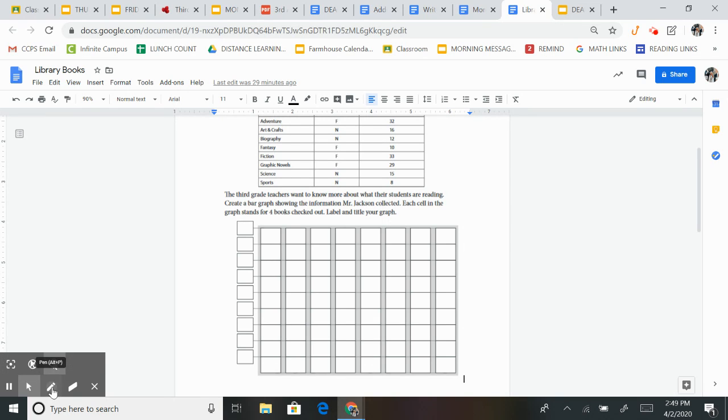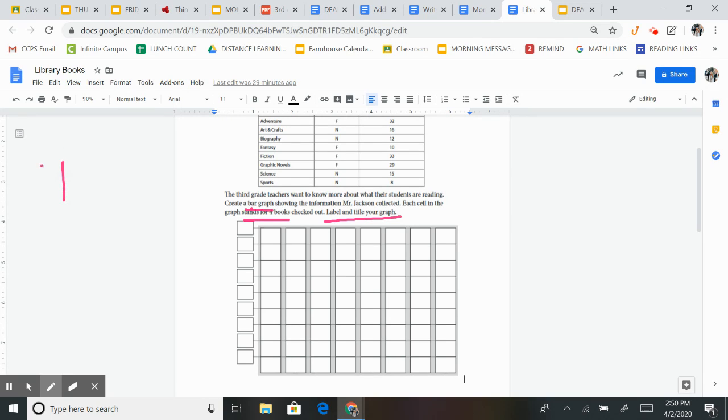So a couple of important things here that we need to look at. The first thing is that they want us to create here a bar graph, okay? And we need to know that each cell stands for 4 books, and they want us to label and title our graph. So I'm going to kind of refresh your memory on our graphing unit.